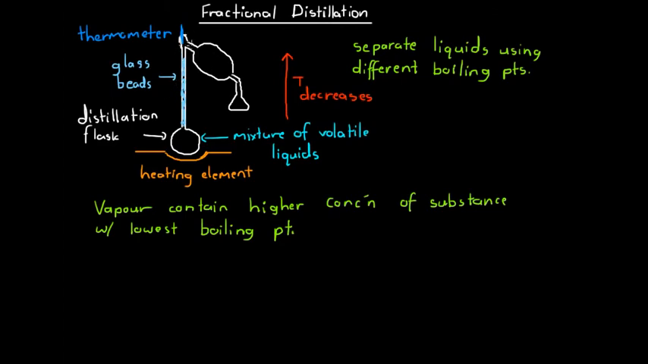So over time, the top of the column gets hotter and hotter, and so the stuff that's condensing at the top of the column can be collected. And so first we might have the substance with the lowest boiling point condensing at the top and dripping out here. Next we'll have the substance with the second lowest boiling point condensing at the top and then dripping out here, and so on.